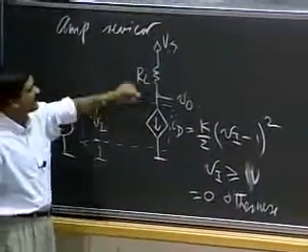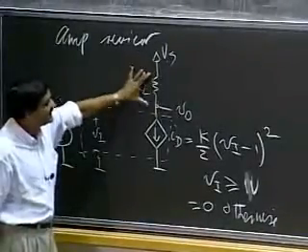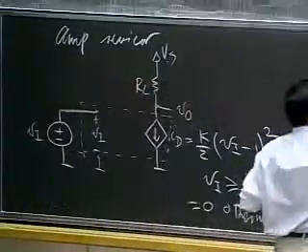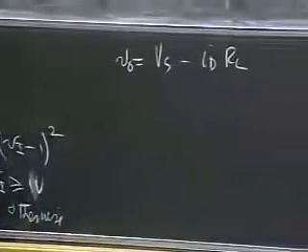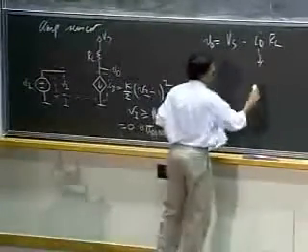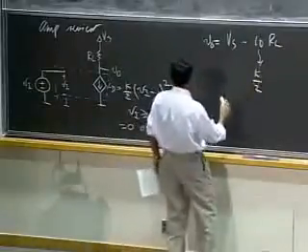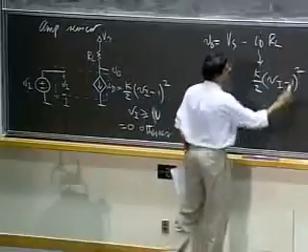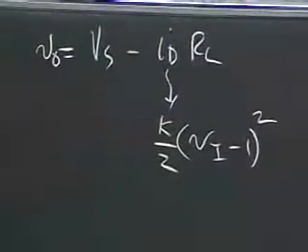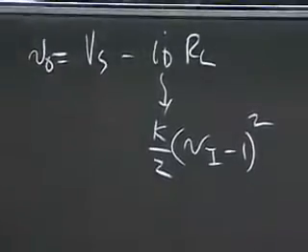And so there's a loop here that involves VS. V naught is simply VS minus the drop across this resistor. And the drop across the resistor is simply ID RL. ID is the current here, and that's a drop across the resistor. And I could get the explicit relationship of VO versus VI by substituting for ID as VI minus 1 whole squared. So VO relates to VI in the following manner. Nothing new so far. Pretty much reviewed what we did the last time.